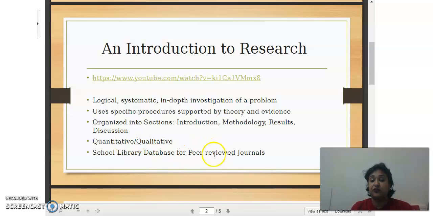Peer reviewed is very important. Peer reviewed journals basically means that when somebody submits an article to be published, it is reviewed by experts in their field, by at least like 3 or 4 experts in the field. They provide feedback. They either say revisions, no revision, reject, accept, all of those things. So those are very important aspects of research.